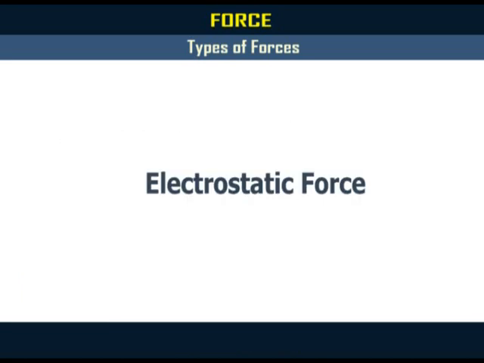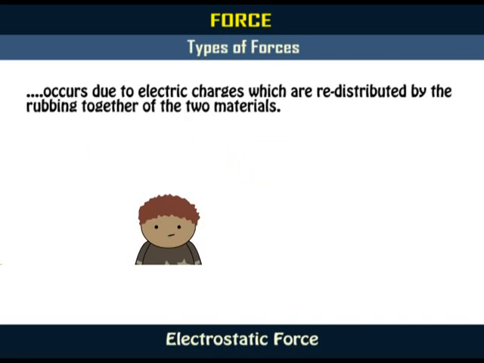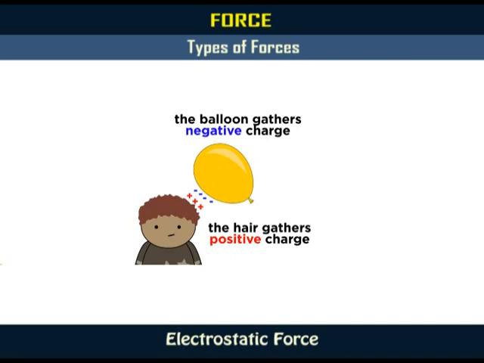Electrostatic force. Consider rubbing a balloon on your hair. You will see the balloon will then start attracting your hair. If two balloons are rubbed on your hair, they will repel each other. This occurs because of electric charges which are displaced by rubbing together of the two materials. There are two types of electric charges, positive and negative. When you rub the balloon on your hair, the hair acquires positive charges and the balloon gathers negative charges.